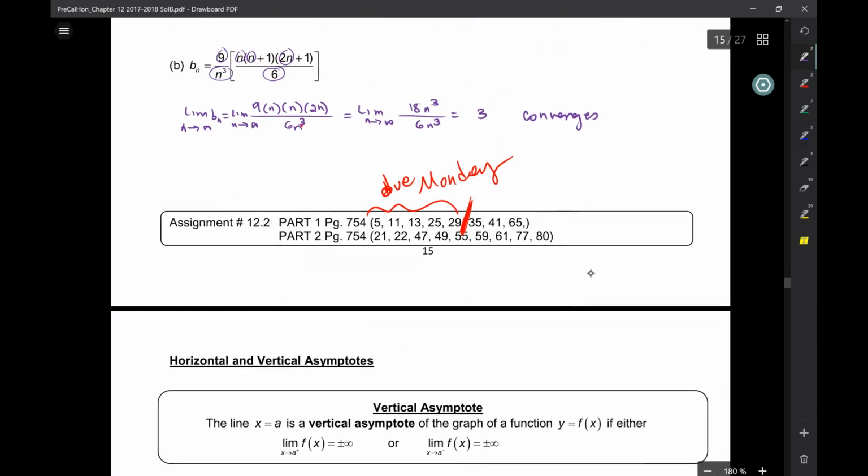So, for homework, for next time, you're going to finish the 3 here and do these. And as you can see, they're super quick. Okay?